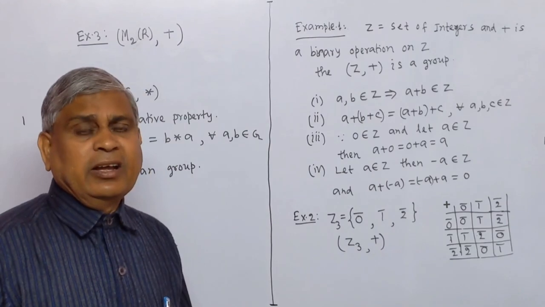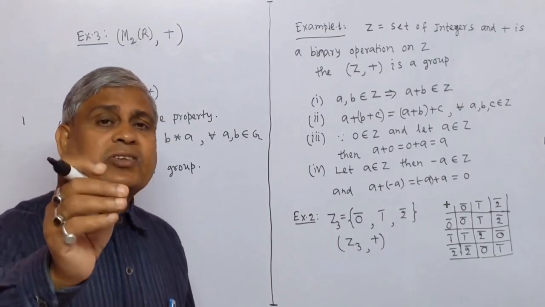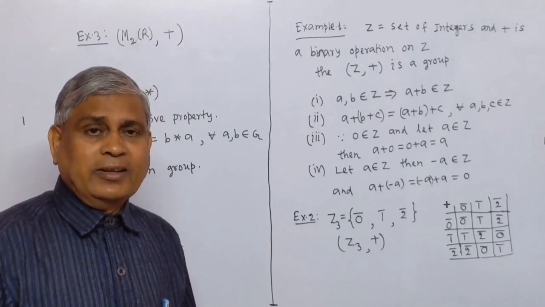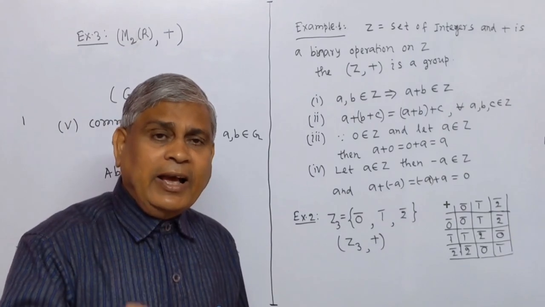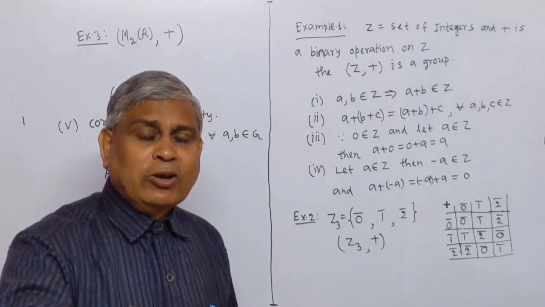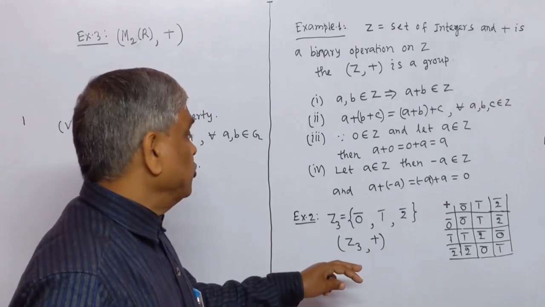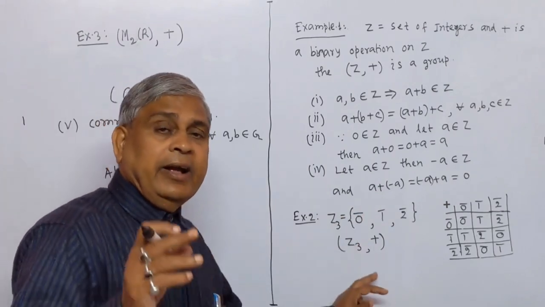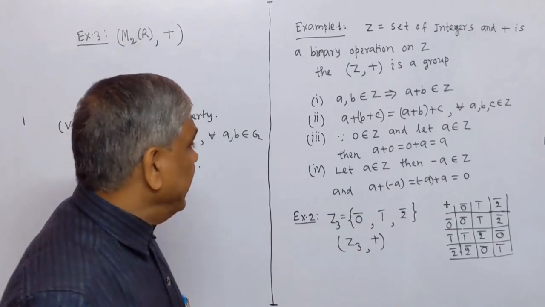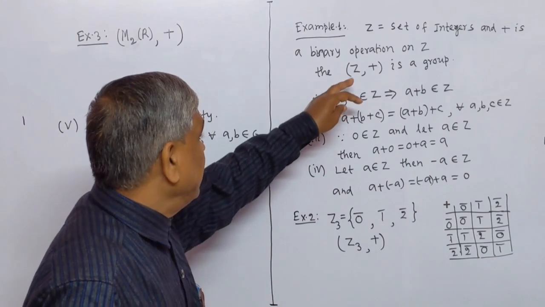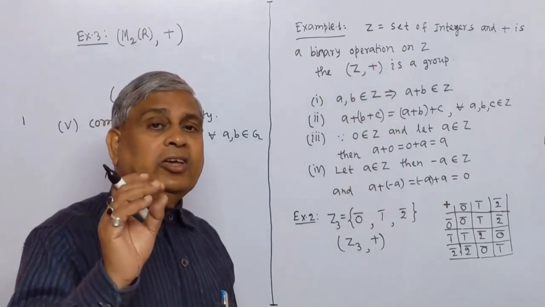Here we see that we take a non-empty set G with a single binary operation. Now we want to consider another non-empty set with 2 binary operations. Let those binary operations be addition and multiplication. Now we examine whether Z with binary operation multiplication is a group or not.